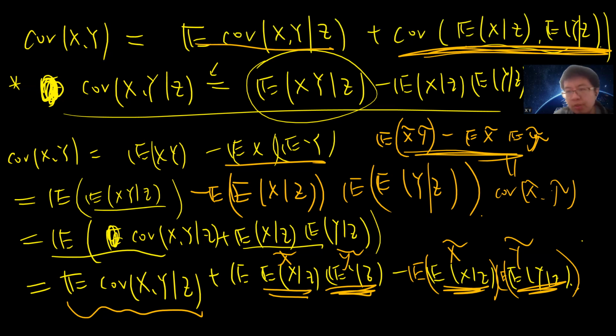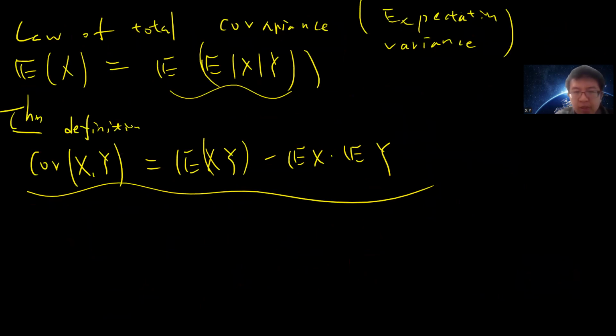Okay, so this is basically the proof. The proof uses basically the same technique as the total variance and the total expectation value. And that's it. See you guys next video.